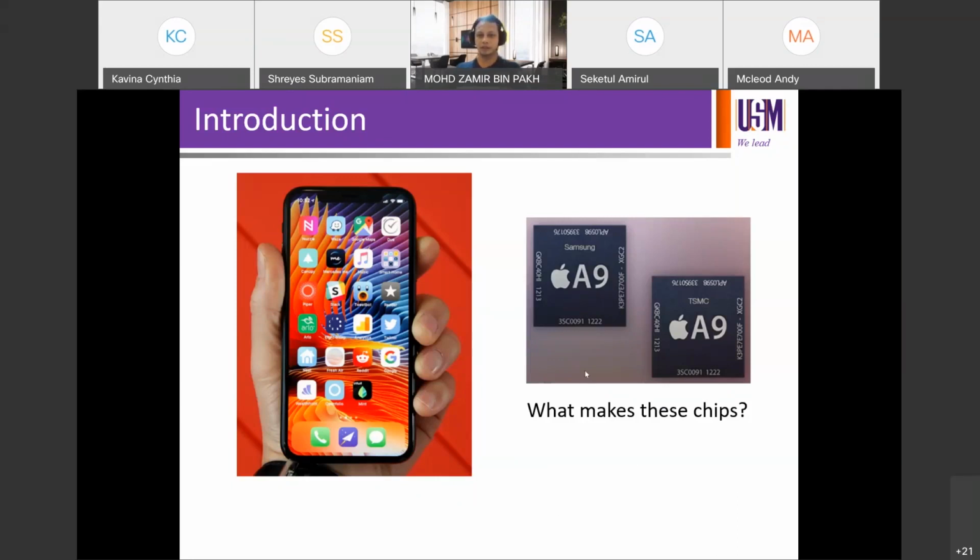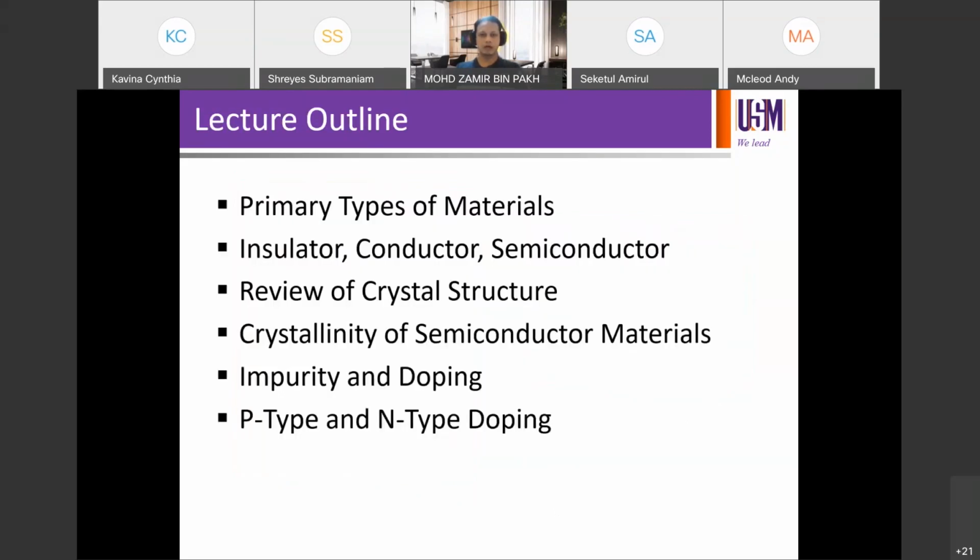So this is only one of the examples that we have out of the many more in the market. So we're going to learn a lot on silicon, and we're going to also learn a lot on other semiconductor materials as well. So the outline for today, we're going to look into primary types of materials. We're going to go through insulator, conductor, and semiconductor, and what differentiates them in terms of their basic properties. And then we're going to go through a little bit on the review of crystal structure.